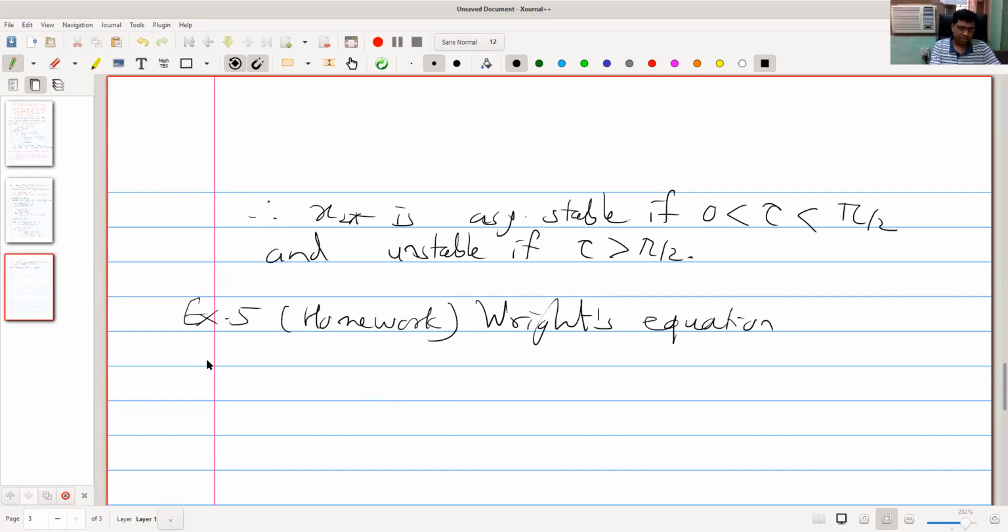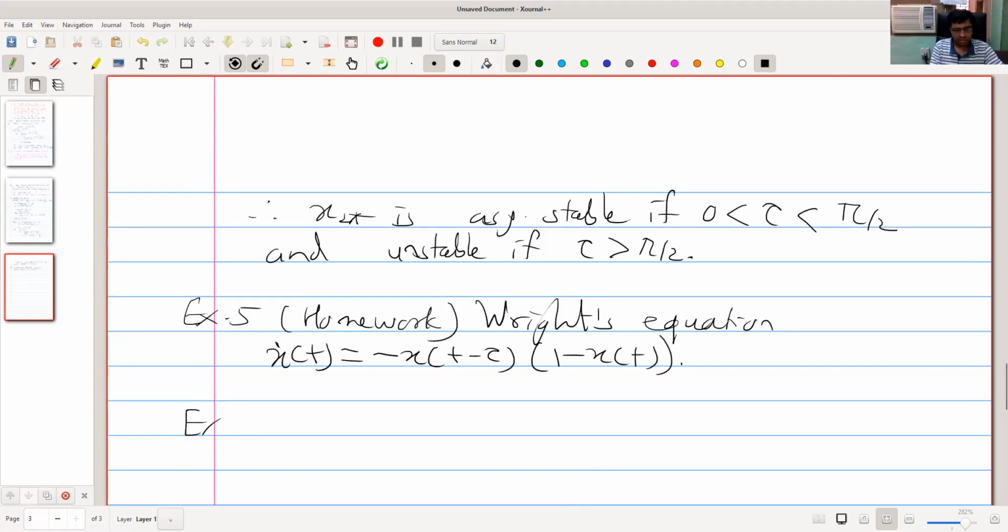The equation is very similar to example 4: x dot of t equals minus x of t minus tau into 1 minus x of t. Okay, so this is very similar to example 4, so this is homework.